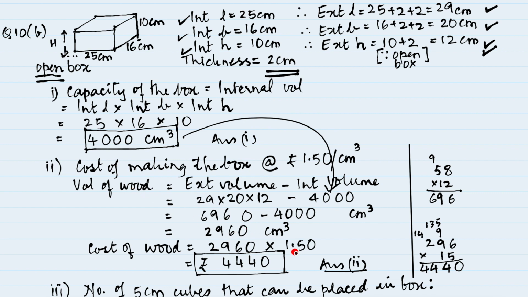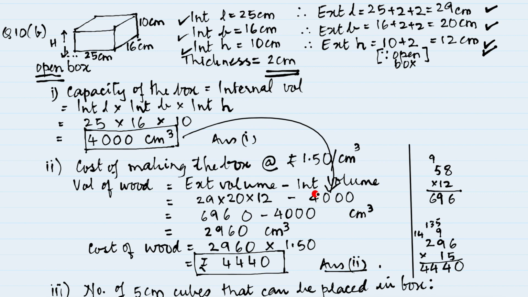But the wood is going to cost rupees 1.50 per centimeter cube. So you will have to multiply the quantity with the rate, and you will see this is 296 into 15. I have done this. Can you see that? Yeah. So that is rupees 4440, and that is our answer 2.